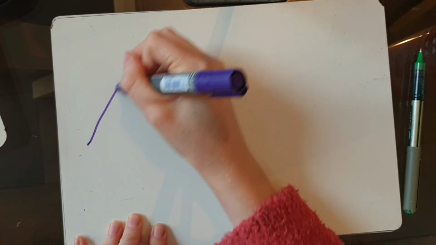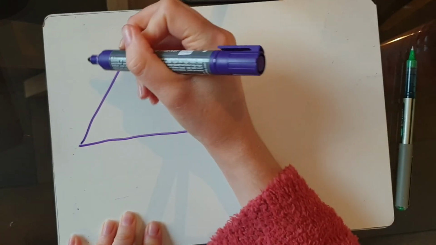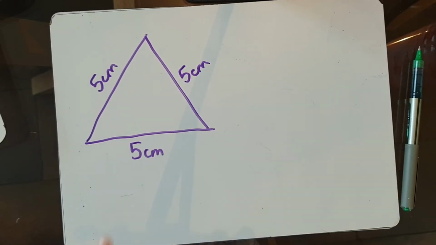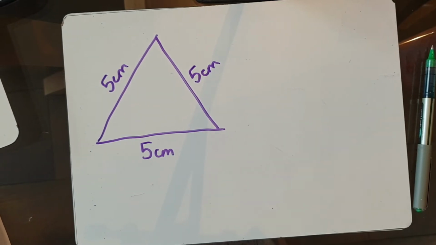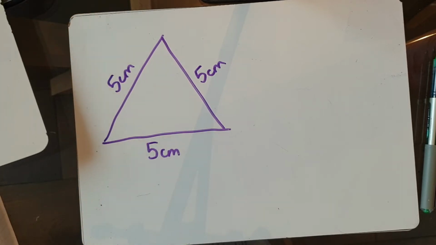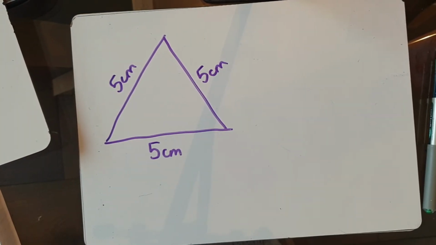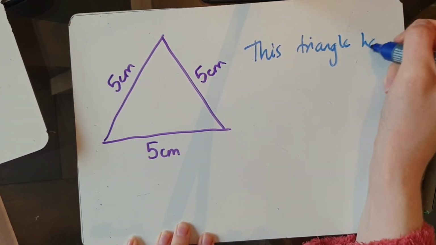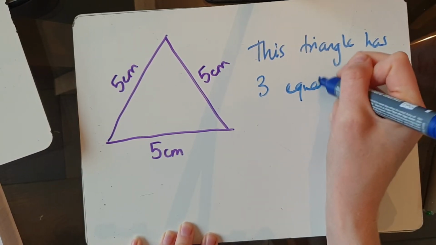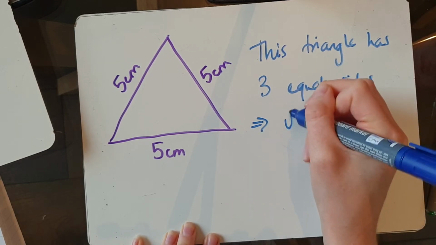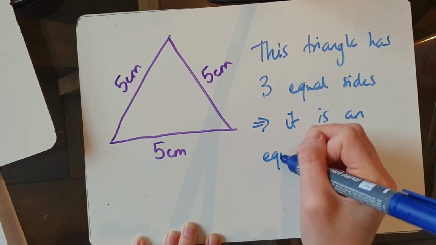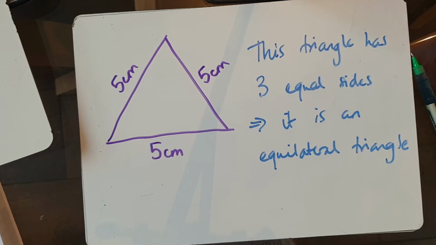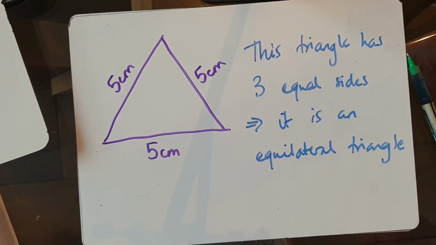Okay, the third triangle has got sides of 5, 5, and 5. So what kind of triangle do you think that is? Well, it's got 3 equal sides. So if it's got 3 equal sides, this triangle has 3 equal sides. So it is an equilateral triangle. Copy that one down as well, please.